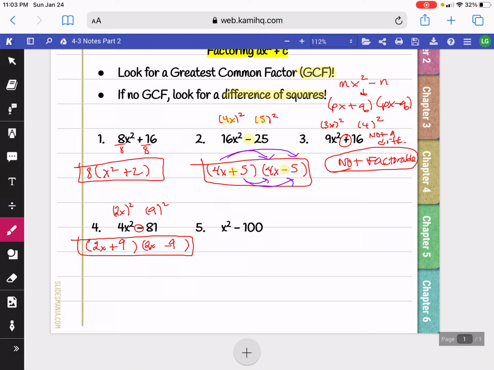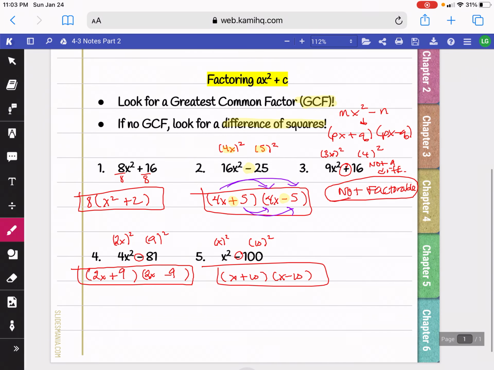Our last example, similar. So here, there's no greatest common factor other than 1. In our first term, they're squaring x. Our second term, they're squaring 10, because 10 times 10 is 100. And since it's a minus, I know now this is a difference of squares. So I'm going to set mine up. My first one will be x plus 10. My second will be x minus 10.